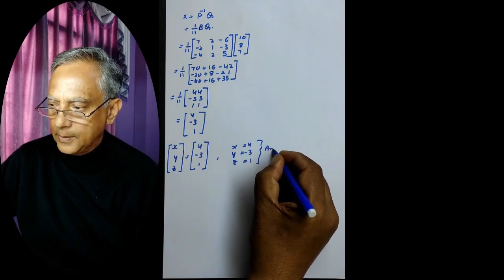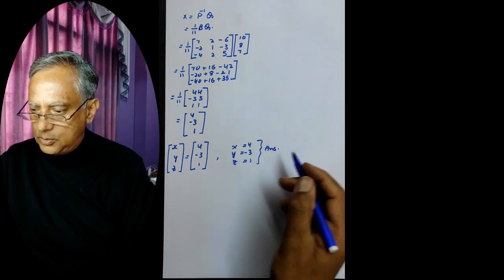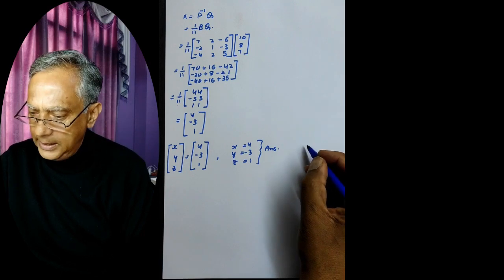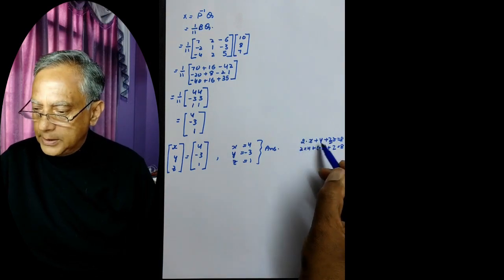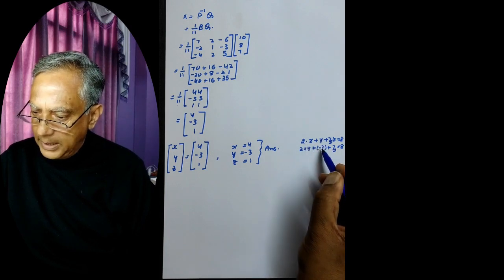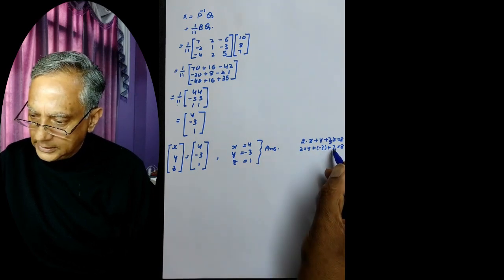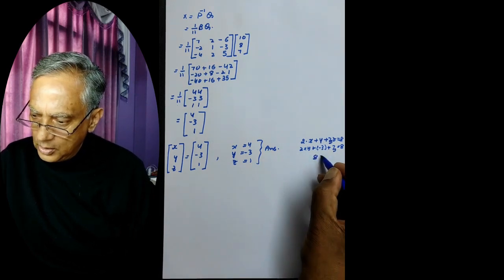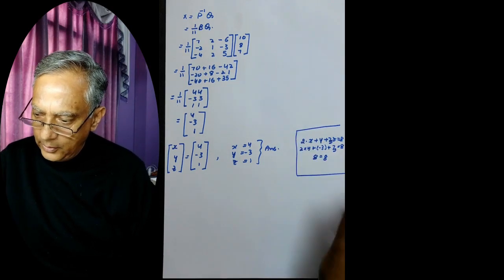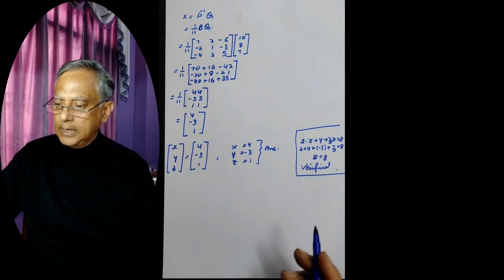This is the answer. You can verify the answer by substituting in any one of the equations. I substitute in the second equation. It will be x is 4, y is minus 3 and z is 1. So 3 and 3 cancel, we have 8 equal to 8. Verified. So we have checked that our answer is correct.